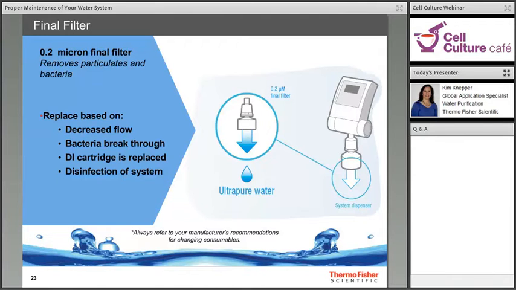Change the final filter when you see that reduced flow rate, indicating that the filter is getting plugged, or if you would see bacteria breakthrough. And then always change the final filter when you change the DI cartridge or if you disinfect the system.